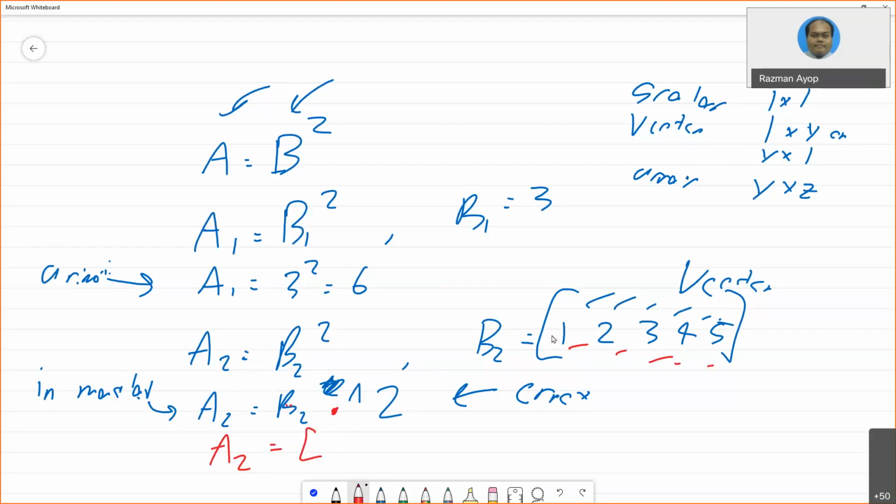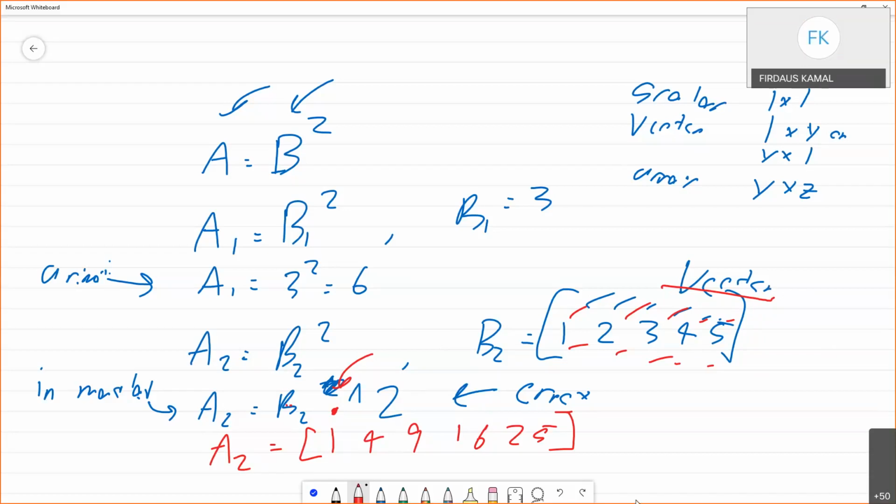So 1 squared is 1, 2 squared is 4, 3 squared is 9, 4 squared is 16, 5 squared is just 25. This dot is basically just to make sure that MATLAB knows that you want to multiply multiple things. This is called vectorizing. Okay, understand? Doctor: What is the function of dot? Yes, I understand. Okay, good.